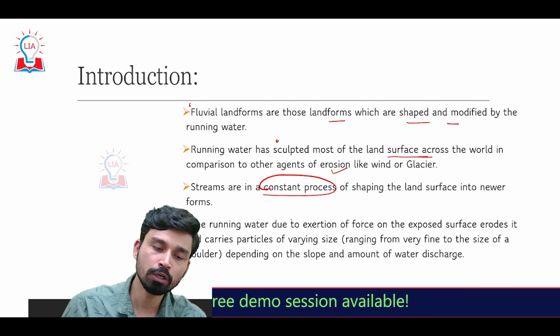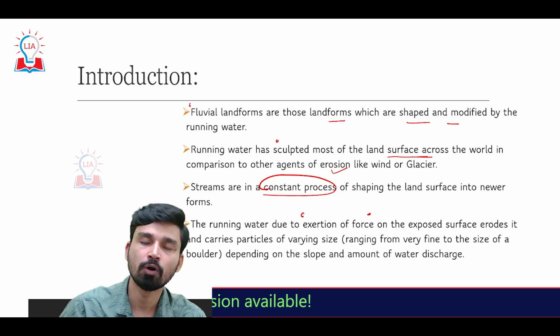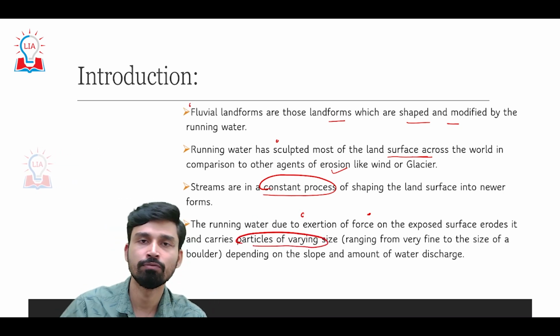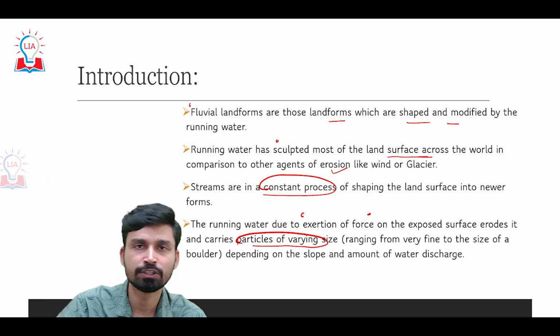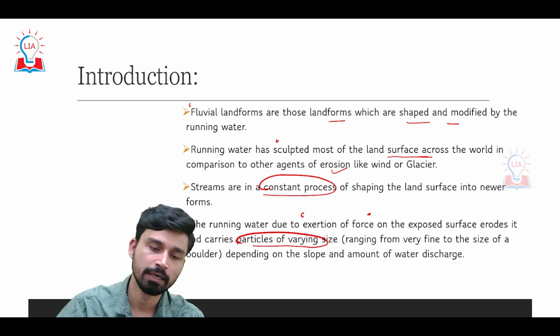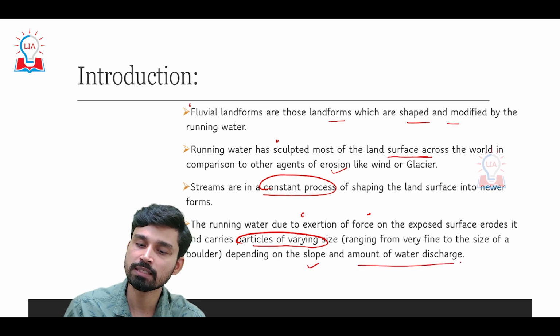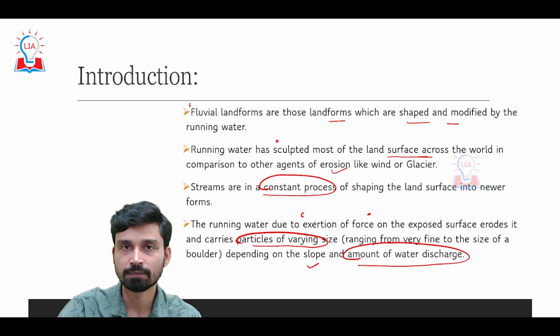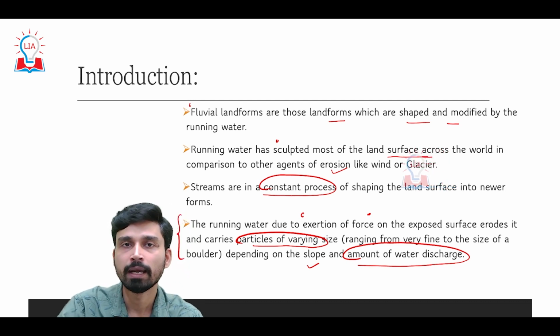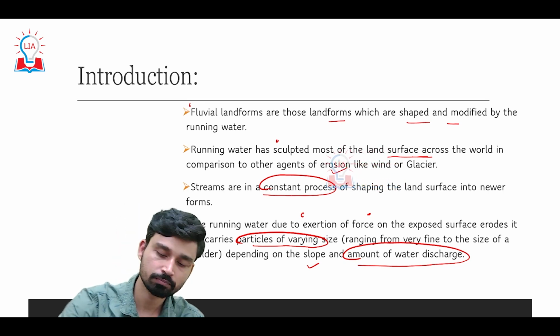Running water, because of the force it exerts on exposed surfaces, erodes and carries particles of varying size, which we also call sediment. It can vary from small, fine sediment such as clay to larger sediment such as pebbles, stones and cobbles, depending on the slope as well as the volume or amount of water flowing through the river. These are some of the factors that affect the extent of erosion, and they also affect what kind of landform we can expect the river will develop during the course of its flow.